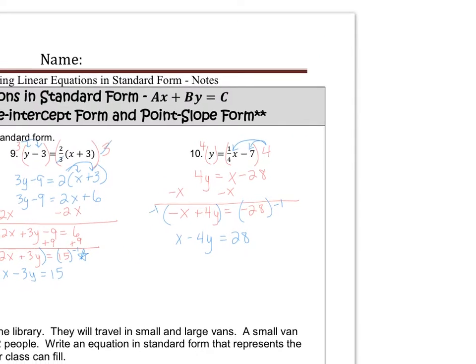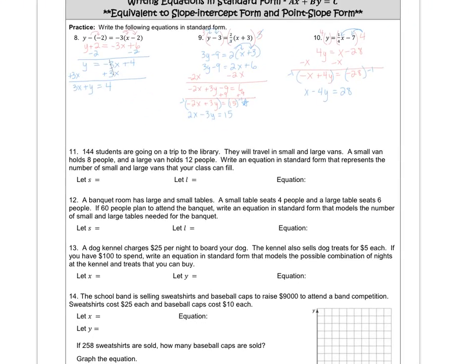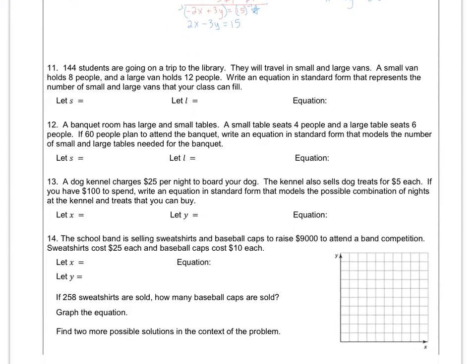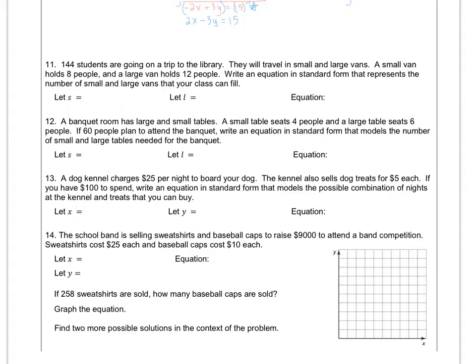Okay, number 11 is a word problem, a real-life application situation. The cool thing about most word problems, they end up being in standard form. It's just the way they lend themselves. So what I want you to do is to do number 11. You're going to have to figure out what the S represents, which would be our small van, and the L will represent our large van. And then go ahead and write an equation. It will end up in standard form. Pause your video while you do the work and then check back to make sure that you did it correctly.